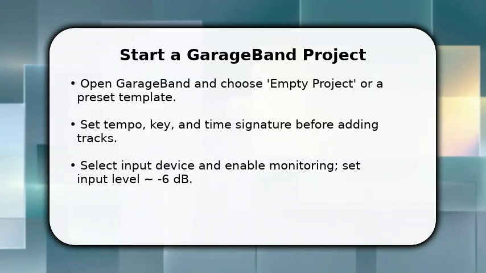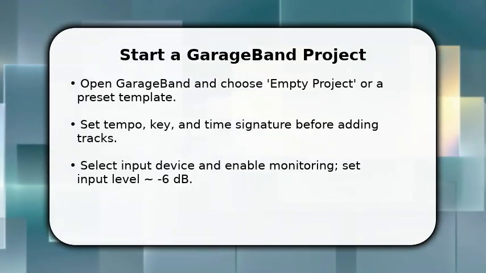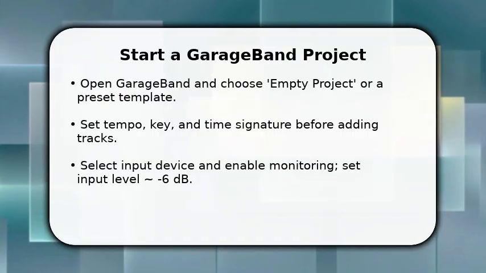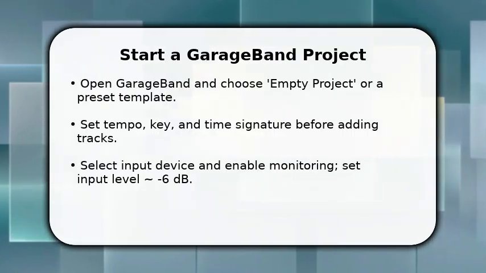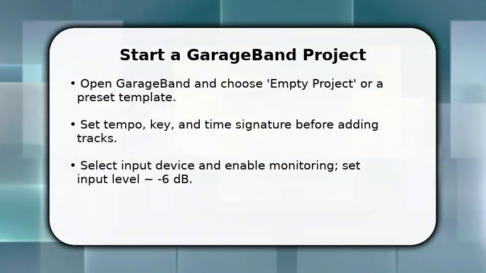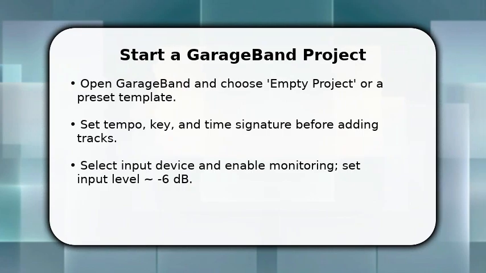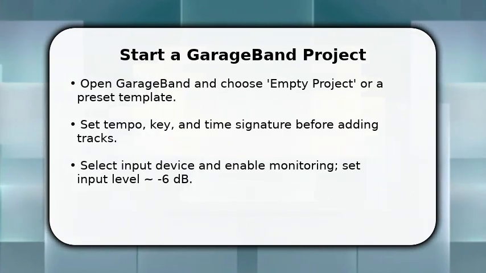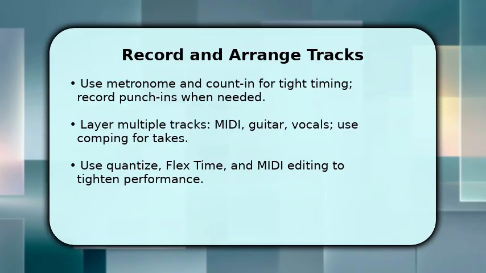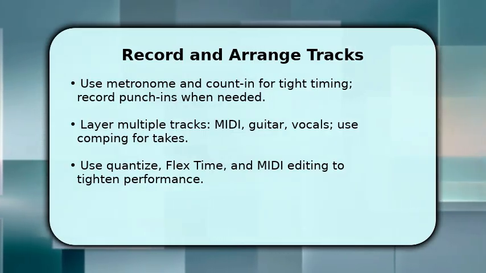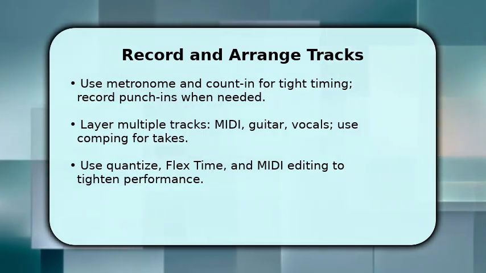Once done, select your Mac's input device in Preferences and enable monitoring. Then adjust input gain to around -6 dB to avoid clipping while keeping headroom. You'll record with the metronome and a 1-bar count-in so timing stays consistent. Use punch-ins for tricky sections rather than redoing full takes.